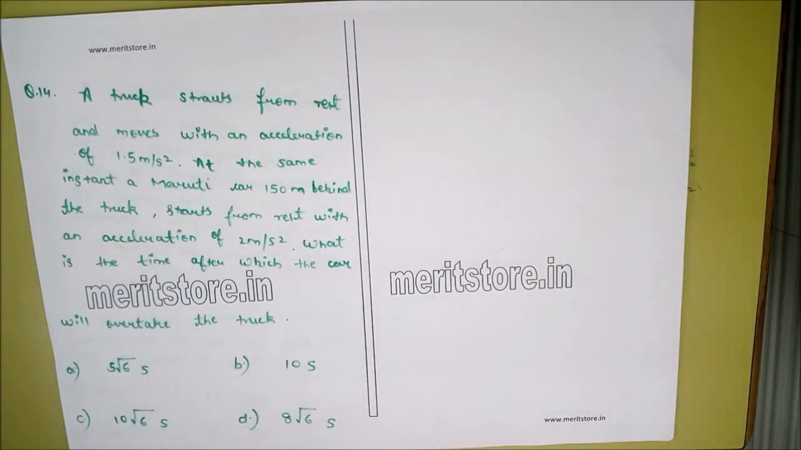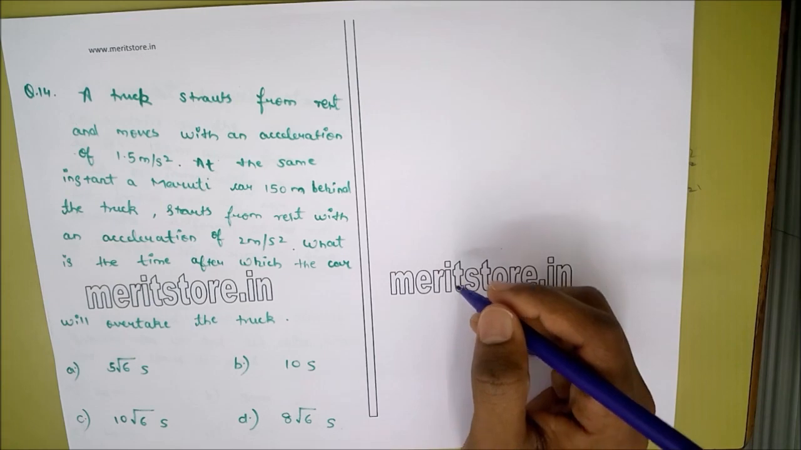A truck starts from rest and moves with an acceleration of 1.5 meters per second square. At the same instant, a Maruti car 150 meters behind the truck starts from rest with an acceleration of 2 meters per second square. What is the time after which the car will overtake the truck? The four options given are 5 root 6 seconds, 10 seconds, 10 root 6 seconds and 8 root 6 seconds.